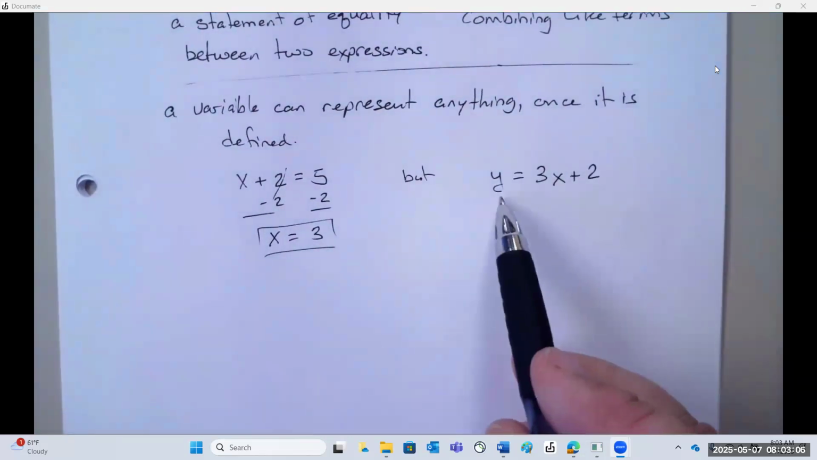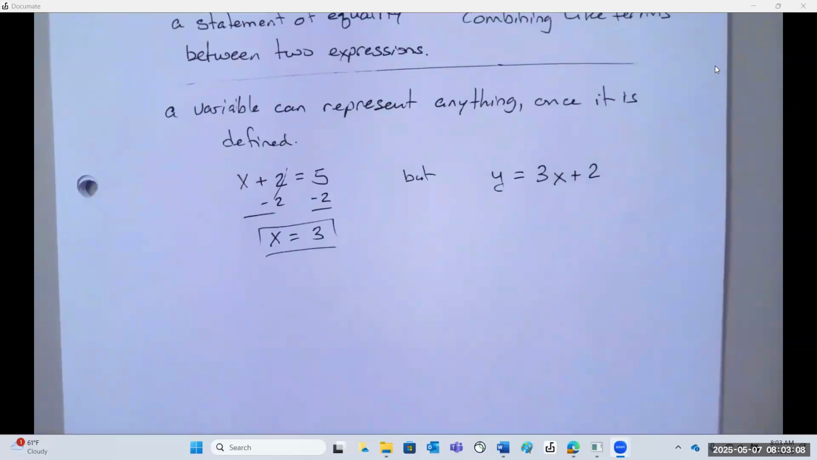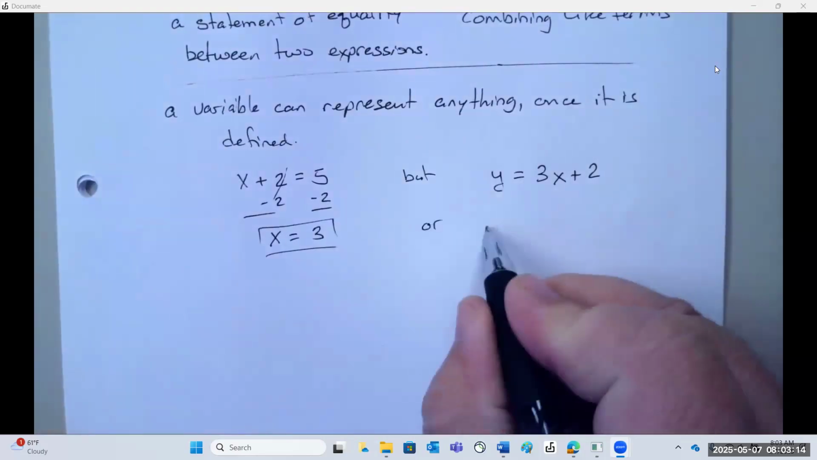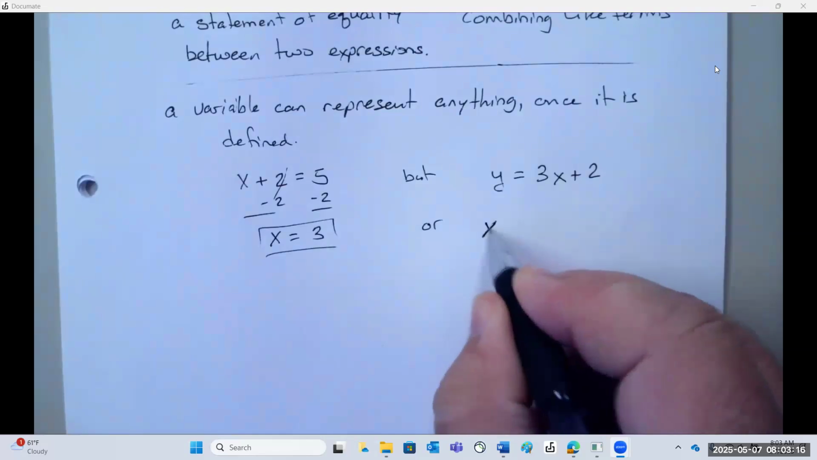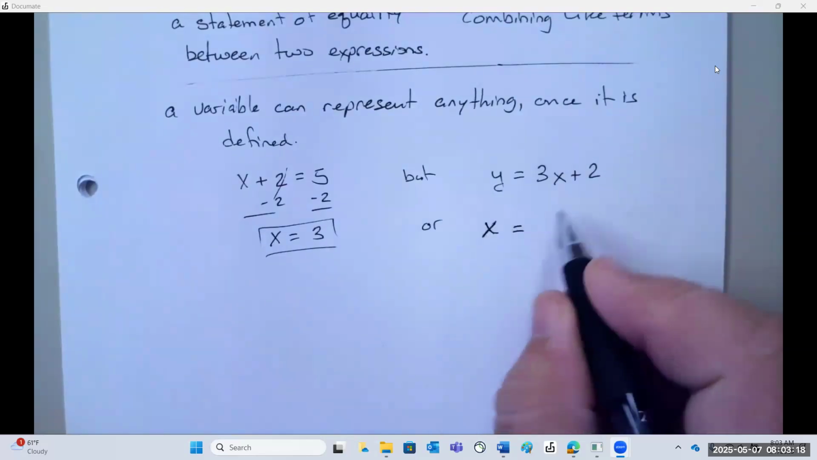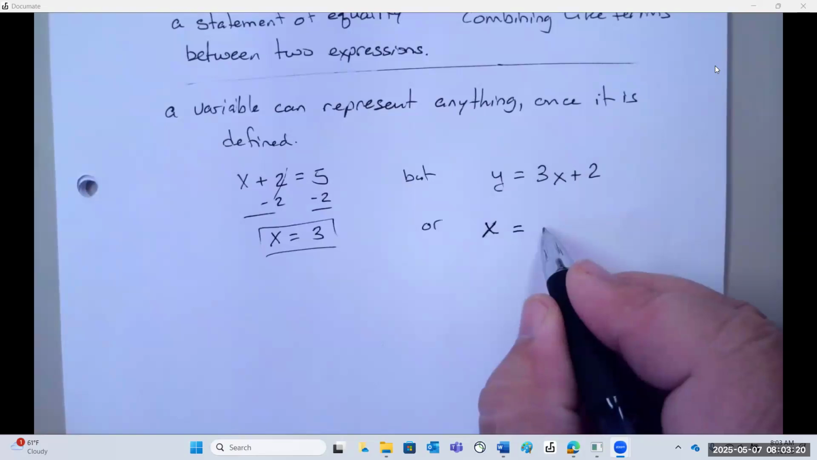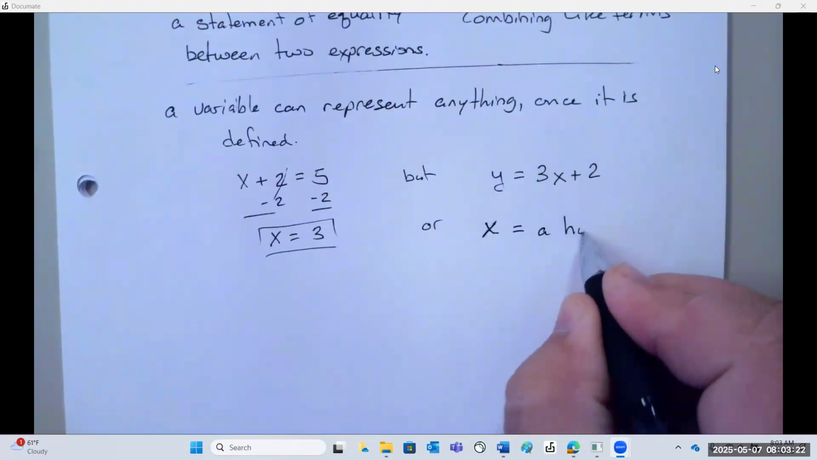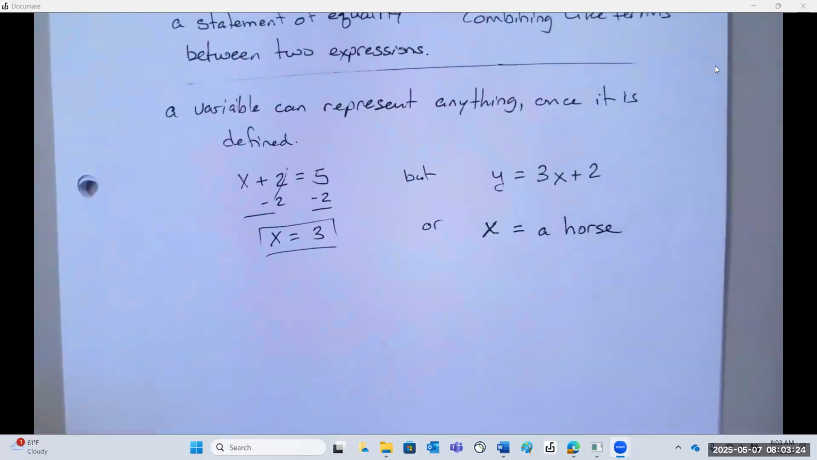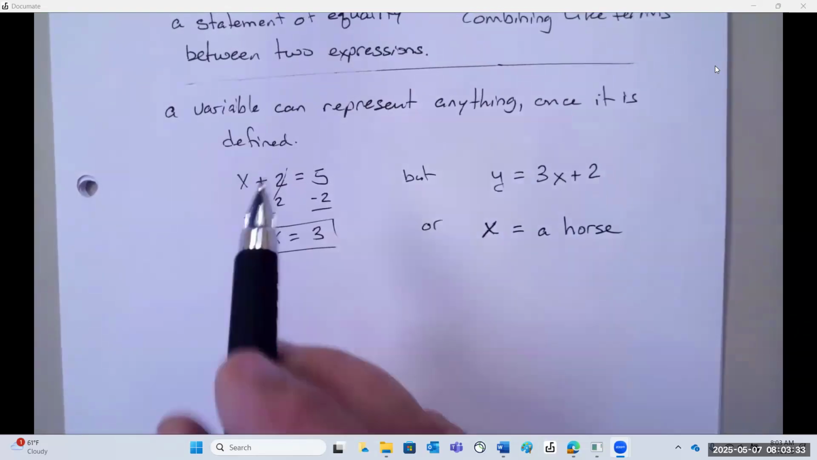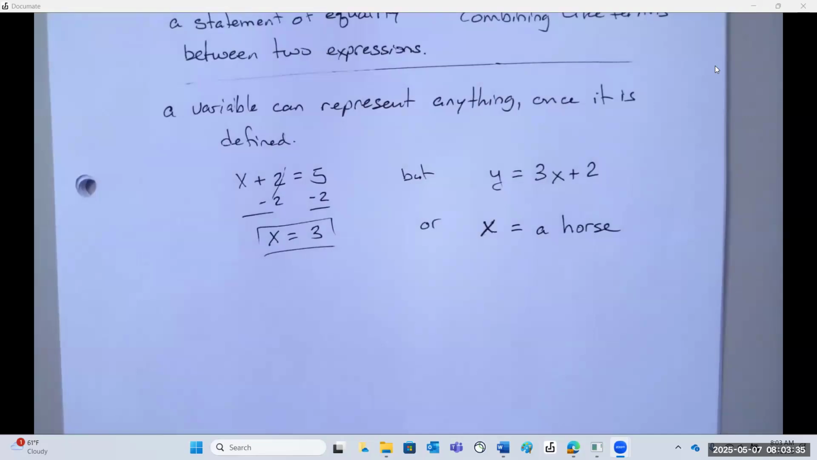But a variable can also equal an equation, or a description, an item. It doesn't have to be a number. It could be anything you define it to be. Hence the word variable. It varies. It could be whatever you want it to be.